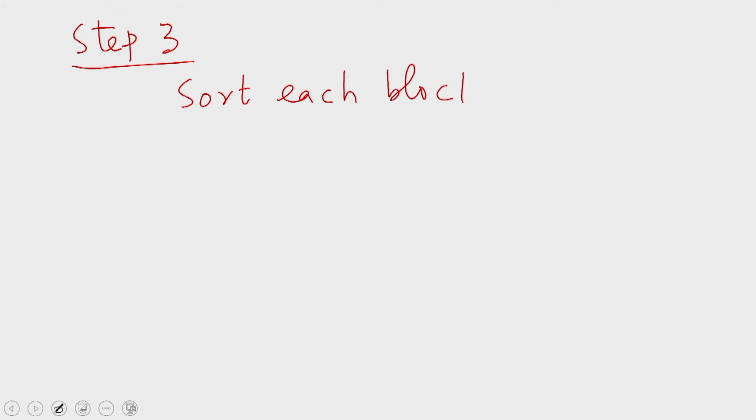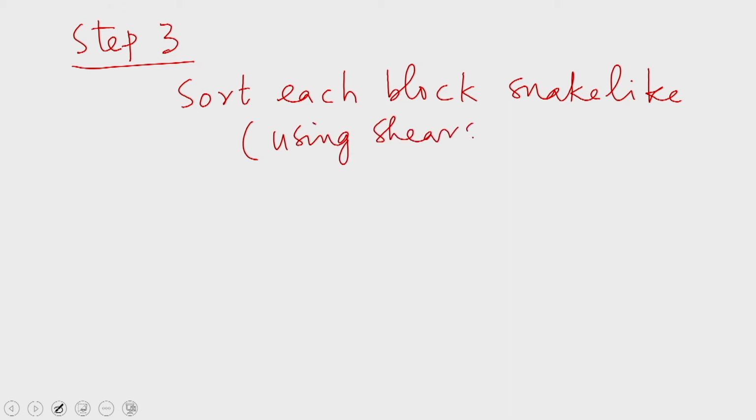Now, we come to the third step of the algorithm. In the third step of the algorithm, we once again sort each block snake-like, using shear sort, that we saw in the last class. So, this is similar to the first step and therefore, will take order of n power 3 by 8 times log n time.